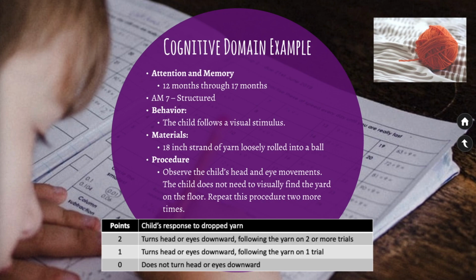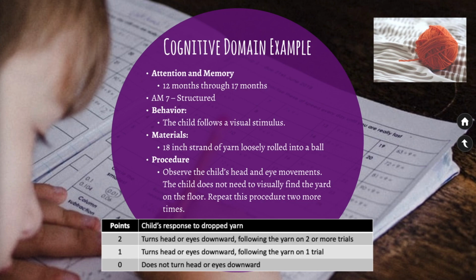For this test, you will seat the child on the caregiver's lap. Attract the child's attention to the yarn by moving it into his or her field of vision. Do not use any sound cues. While the child is looking at the yarn, let the yarn fall to the floor. After dropping the yarn, do not move your hand or arm until the child responds. You're going to be observing the child's head and eye movement. The child does not need to visually find the yarn on the floor. Repeat this procedure 2 more times.